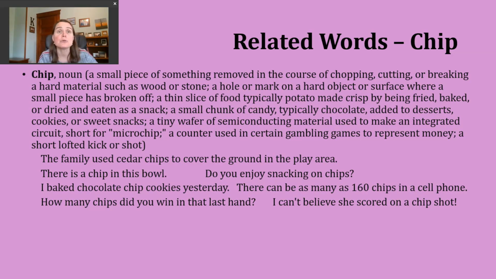Now, a second way to use the noun chip is to refer to either a hole or some kind of mark on a hard object or surface where a small piece has broken off. An example of this could be, there's a chip in this bowl. So it doesn't mean the entire bowl has been broken into pieces, but a small piece of the material is no longer there. It's missing, or it has broken off.